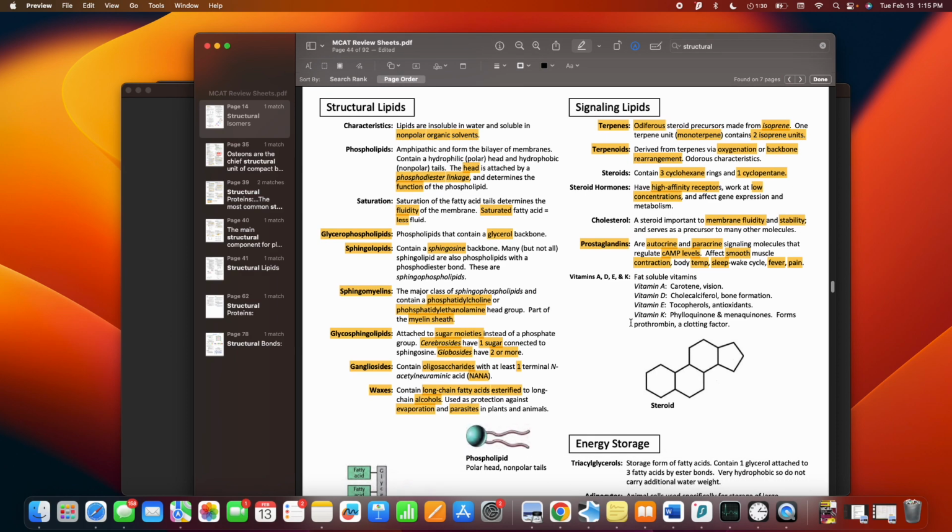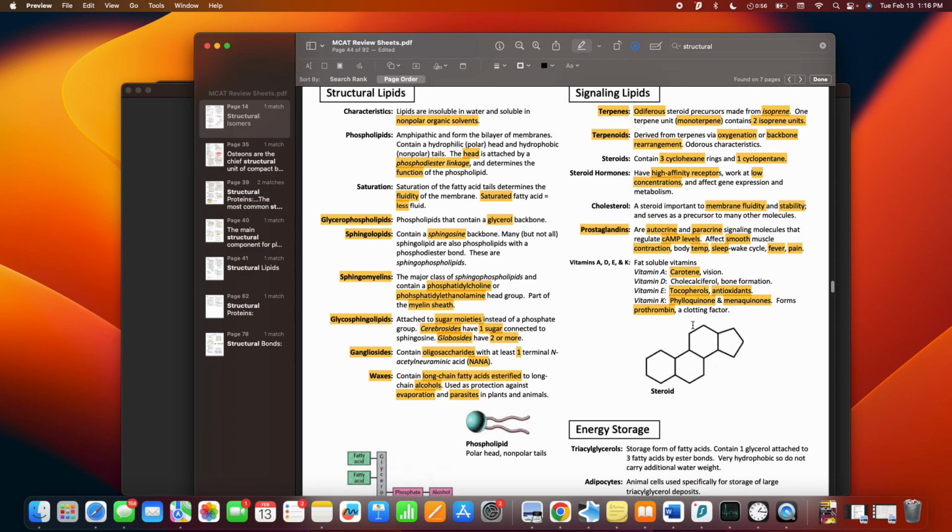Vitamins A, D, E, and K. These are fat soluble. Vitamin A is retinol for vision. Vitamin D, cholecalciferol, is for bone formation. Vitamin E is called tocopherols, for antioxidants. Vitamin K, phylloquinone and menaquinone, forms prothrombin, a clotting factor. This is the structure of a steroid, 1 cyclopentane and 3 cyclohexanes. Vitamin K is for clotting factor 2.